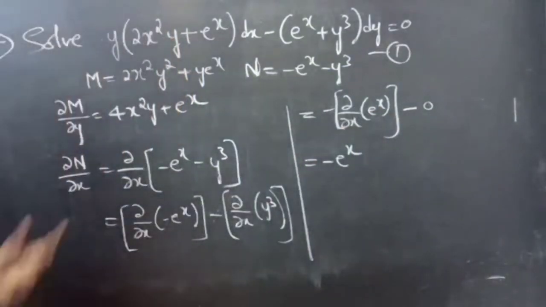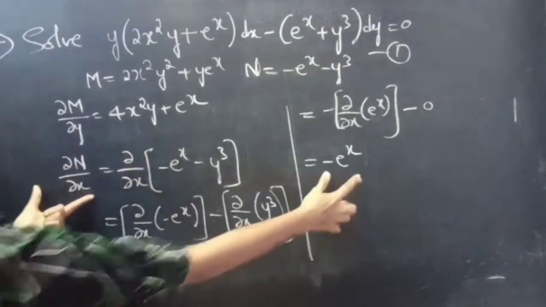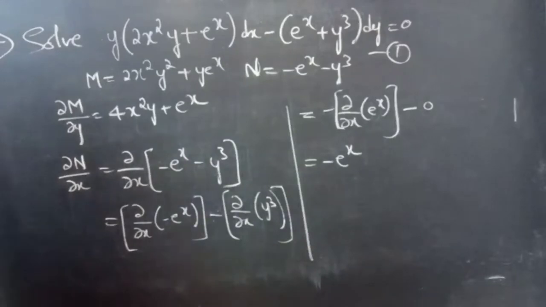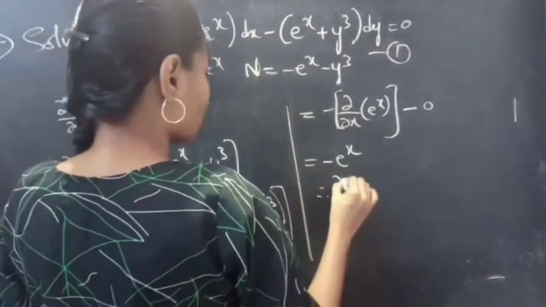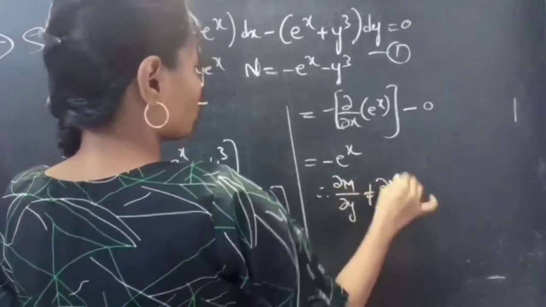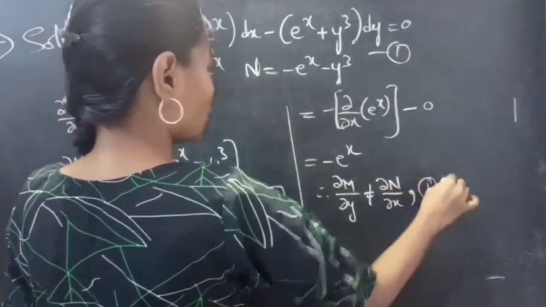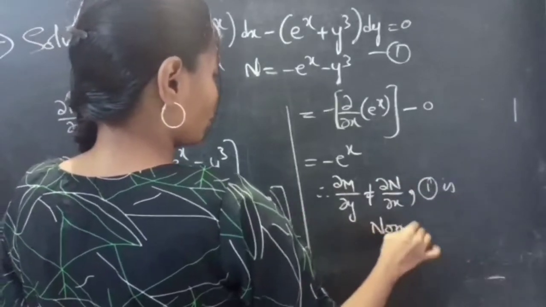So it's clear that the partial derivative of M with respect to y is not equal to the partial derivative of N with respect to x. Therefore, dou M by dou y is not equal to dou N by dou x. From this we can say that equation 1 is non-exact.